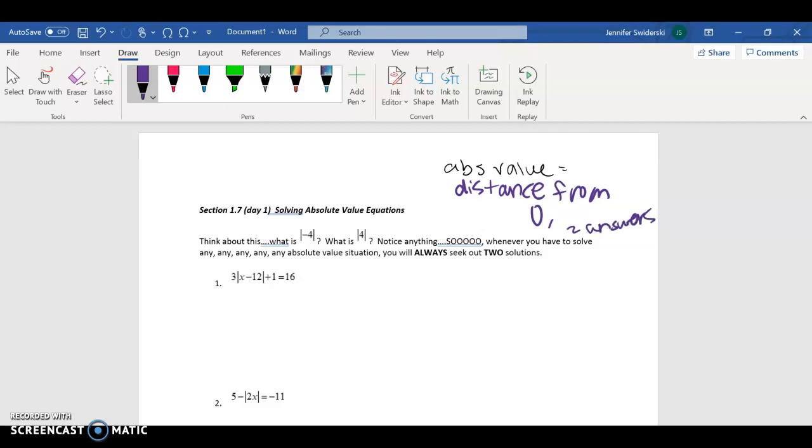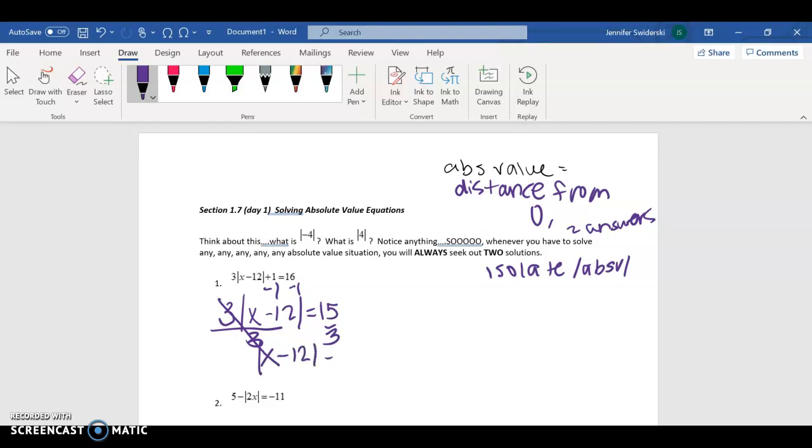All right, so let's start solving. You might look at this, and our first goal is to isolate the variable, okay? Not the variable, sorry, the absolute value brackets. So what I want you to do is write isolate absolute value bracket. That's your first step in all of this, okay? So when I go through, it's just like an equation. I'm going to subtract 1. When I subtract 1 on both sides, I am left with 3 times the absolute value of x minus 12 is equal to 15. I'm going to divide both sides by 3, and I get the absolute value of x minus 12 is equal to 5.